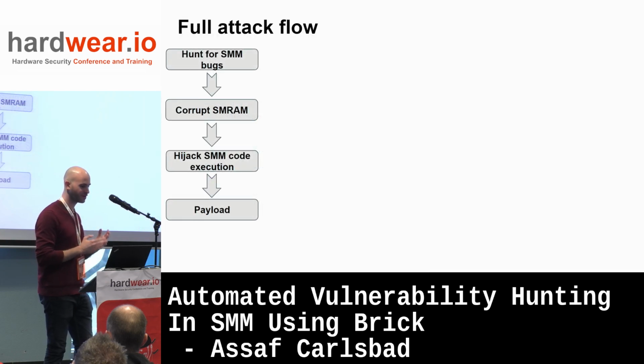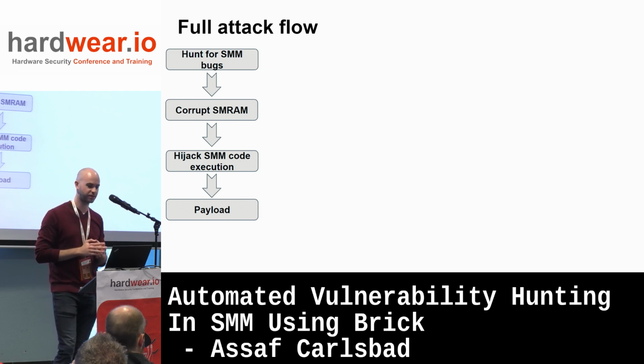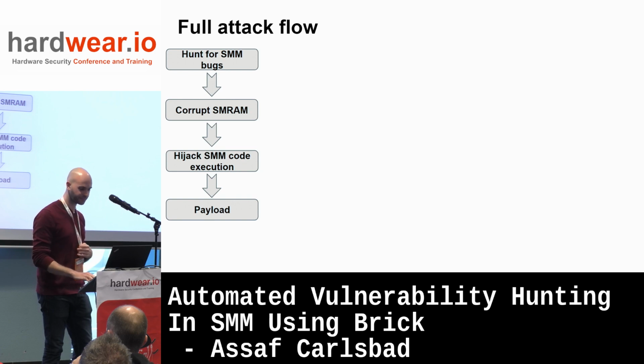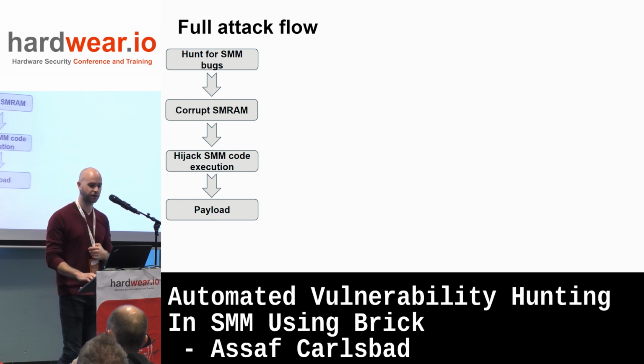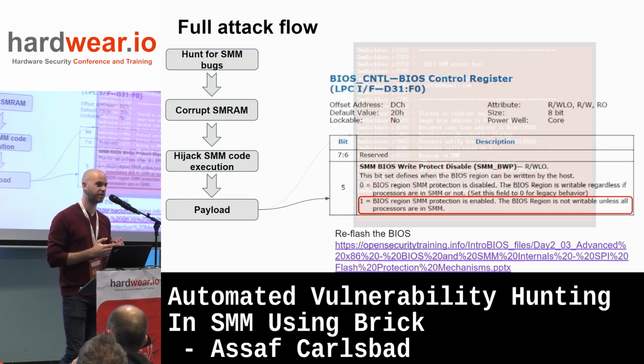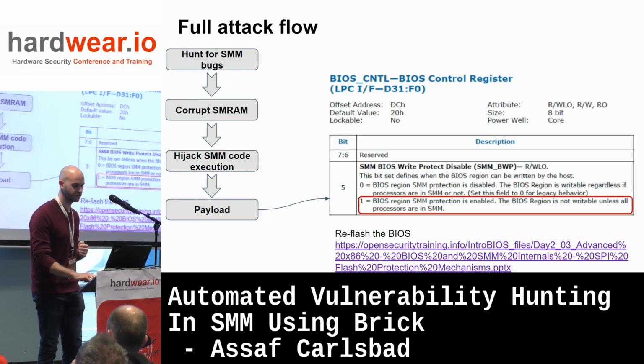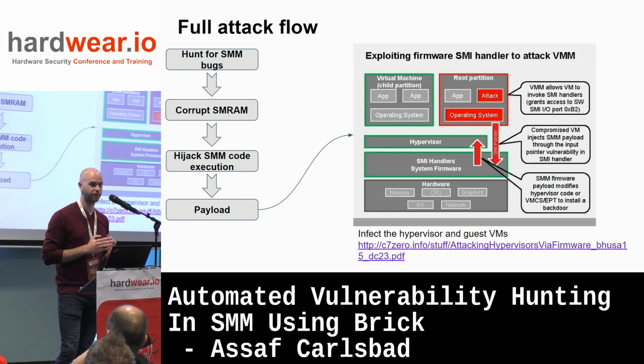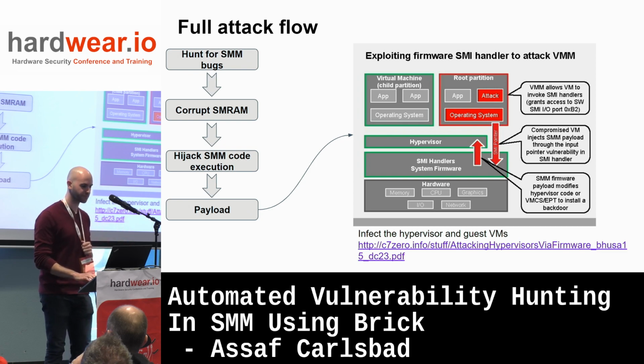Combined into a full attack, we will begin by first hunting down these SMRAM corruption vulnerabilities, exploit them in order to actually corrupt memory. Using the memory corruption, we will slowly build stronger and stronger primitives until we eventually manage to hijack control flow. And finally, we can run our payload, which can be anything from installing a very stealthy SMM backdoor, maybe reflashing the BIOS in order to gain persistence, or maybe just infecting the hypervisor or any VM it currently hosts.